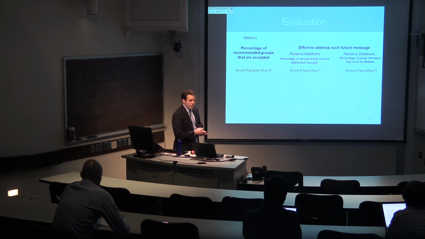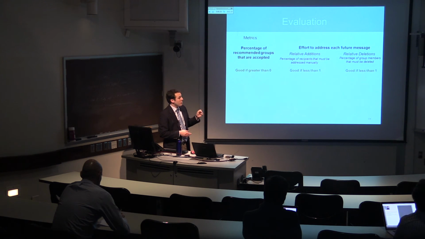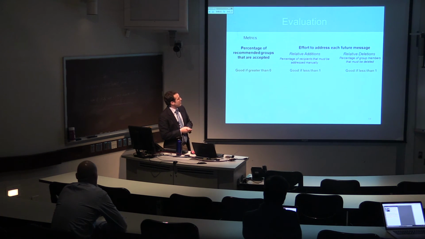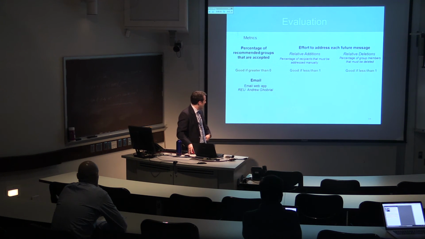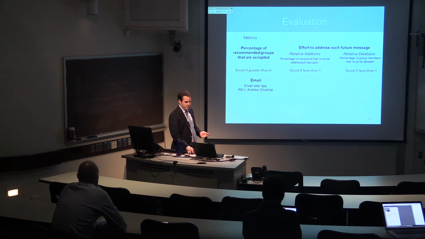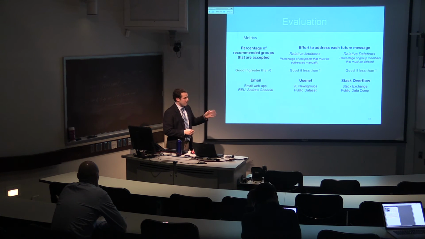And we judge these both to be good if they're less than 1. Because if they're less than 1, that means users don't have to add all recipients manually and don't have to delete all group members for each group, for each message. Sorry. We then evaluated these in 3 different systems: in email, with data collected from an email web app in conjunction with an RAU Andrew Gabriel; in Usenet, using a public data set, 20 news groups; and Stack Overflow, using the Stack Exchange public data dump.